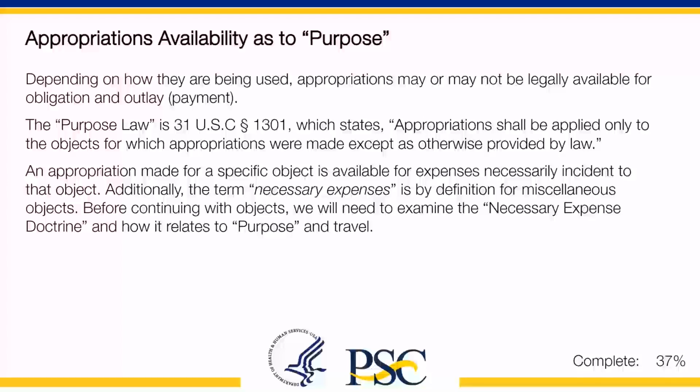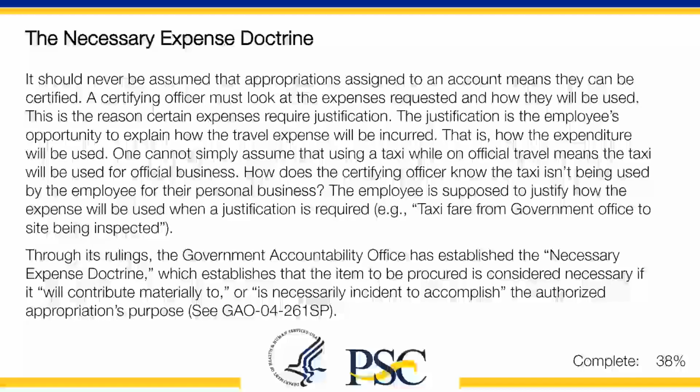An appropriation made for a specific object is available for expenses necessarily incident to that object. Additionally, the term necessary expenses is, by definition, for miscellaneous objects. Before continuing with objects, we will need to examine the necessary expense doctrine, and how it relates to purpose and travel. It should never be assumed that appropriations assigned to an account means they can be certified. A certifying officer must look at the expenses requested, and how they will be used. This is the reason certain expenses require justification.